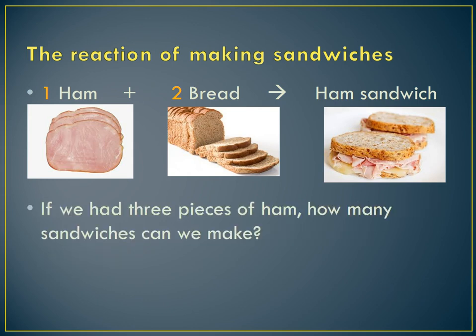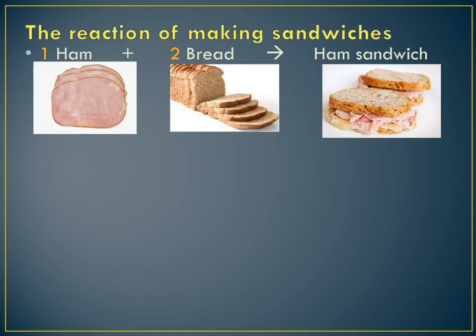Okay, so let's think about this. If we had three pieces of ham and some bread, then we can make three sandwiches if we had enough bread to make it. If we had 18 slices of bread, how many sandwiches could we make? Hopefully you come up with the answer 9. So I will get half the amount of sandwiches as slices of bread that I have. I will get the same amount of sandwiches as slices of ham that I have, as long as I have enough of each of the other components.